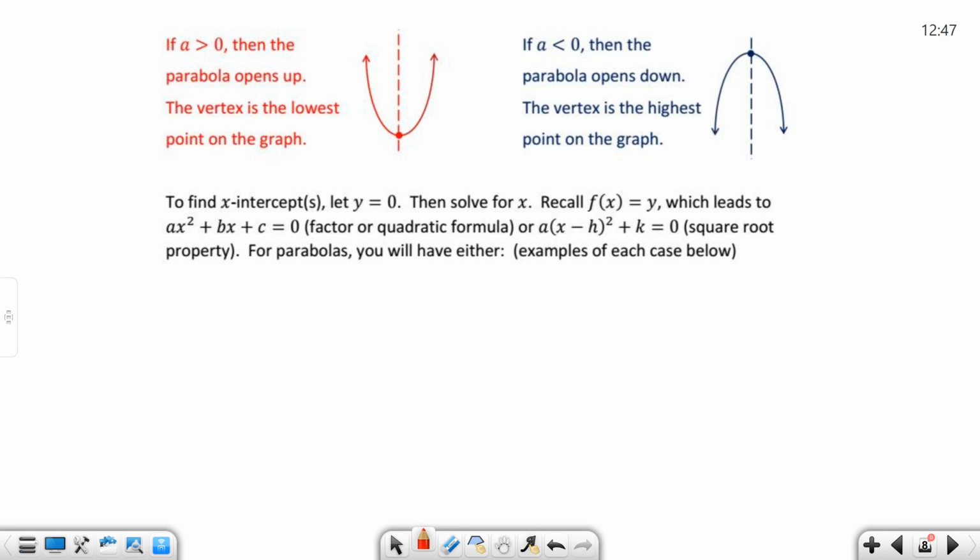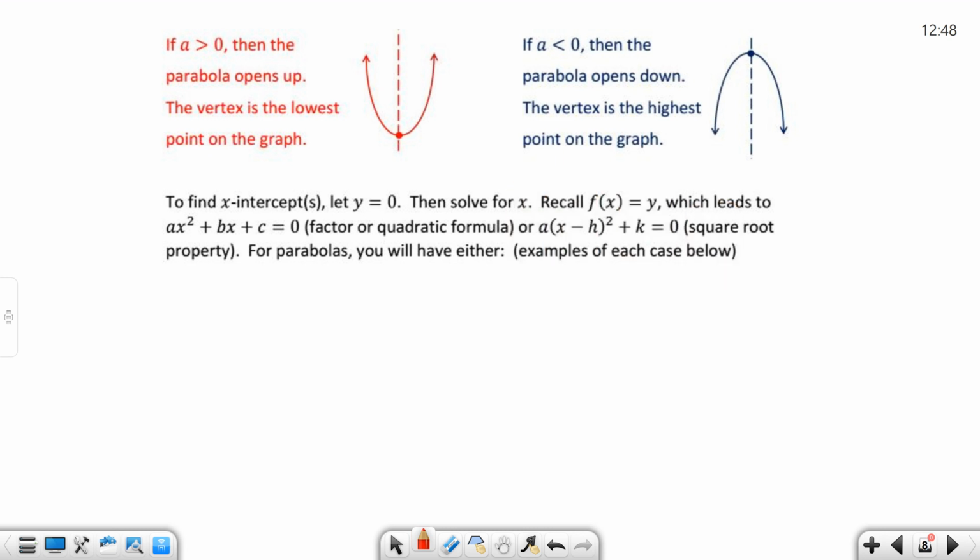To find x-intercepts, you let y equal 0. That's how you find x-intercepts always. If you have a function that's in terms of x and y, or f of x, which f of x is y, then you let y equal 0. Okay? Always, or f of x equals 0. Then solve for x. Recall f of x is y, right, which leads to ax squared plus bx plus c is 0. You factor it or use the quadratic formula, or if it's in this form here, you're going to use the square root property.